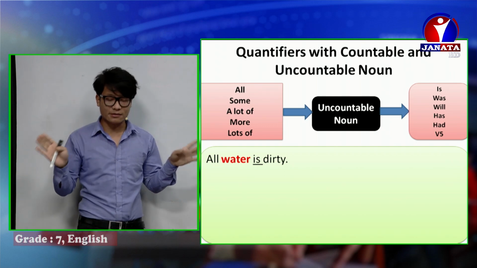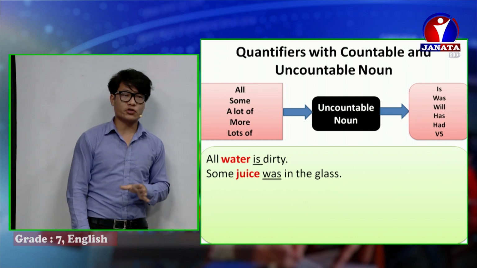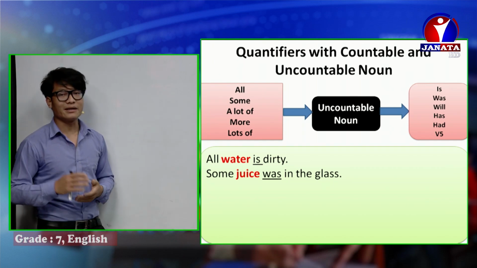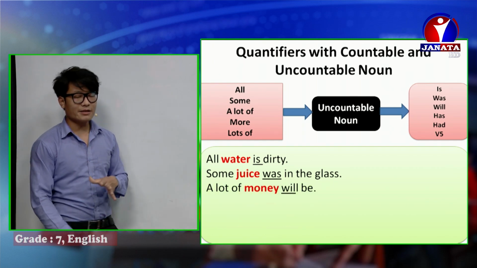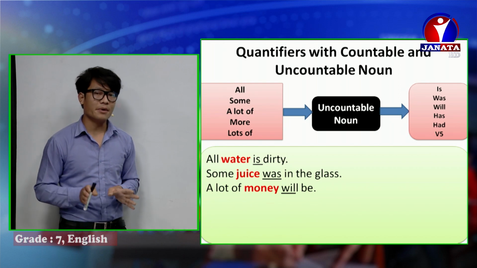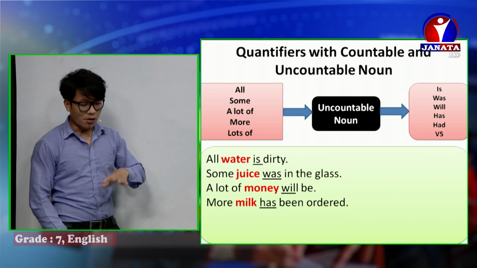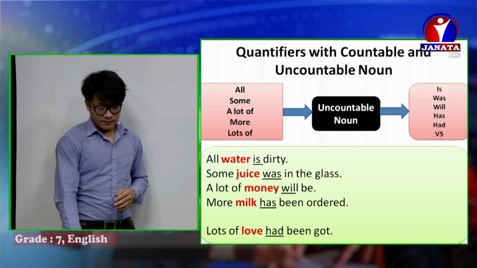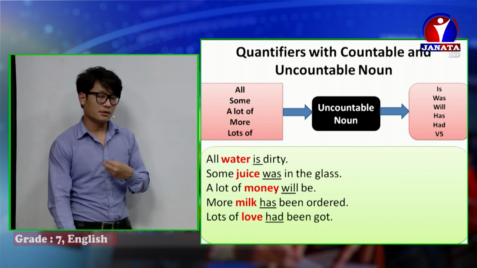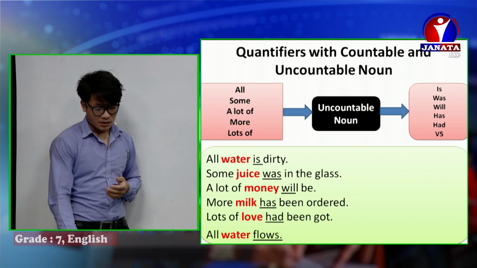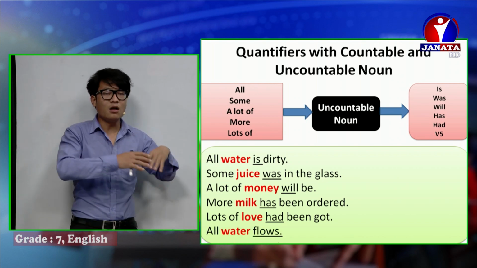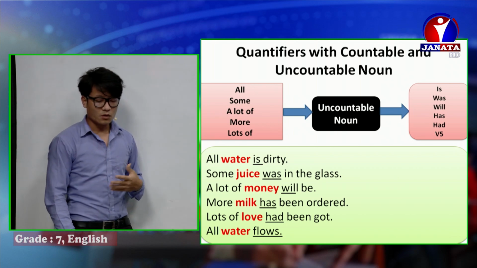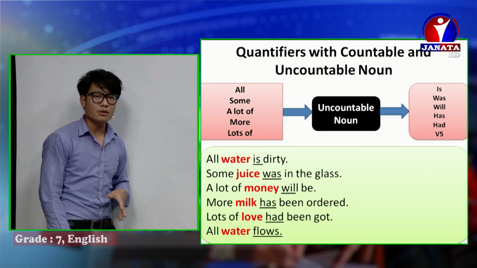All water is dirty. Next, some juice was in the glass. A lot of money will be. More milk has been ordered. Lots of love had been good. All water flows. So you can see there above 5 also. So this is a quantifier with uncountable nouns and verbs.